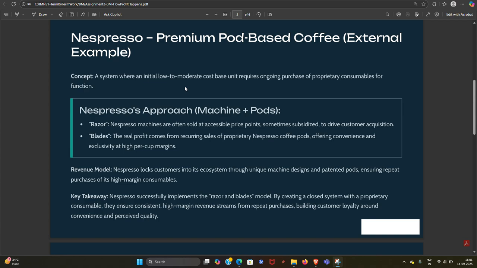So this is a closed system of a proprietary consumable where we have consistent sales which are driven by the ecosystem that the consumers get locked into, and this also builds consumer loyalty and convenience, and perceived quality is built since in the mind of the consumer it is a sort of narrative that they can only use a Nespresso coffee pod in their Nespresso coffee machine, and they should only use that to ensure the quality.